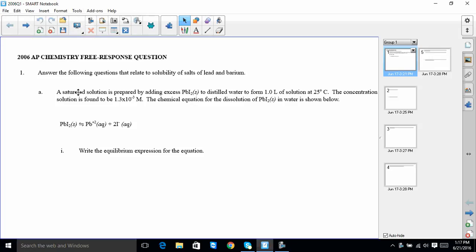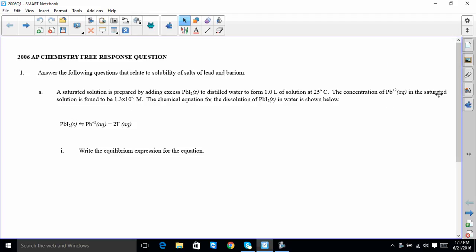Okay, 2006, question 1. This is a Ksp problem. Answer the following questions that relate to the solubility of salts of lead and barium. A saturated solution is prepared by adding excess PbI2 solid to distilled water to form 1 liter of solution at 25 degrees. The concentration of Pb+2 is found to be 1.3 times 10 to the negative 3.